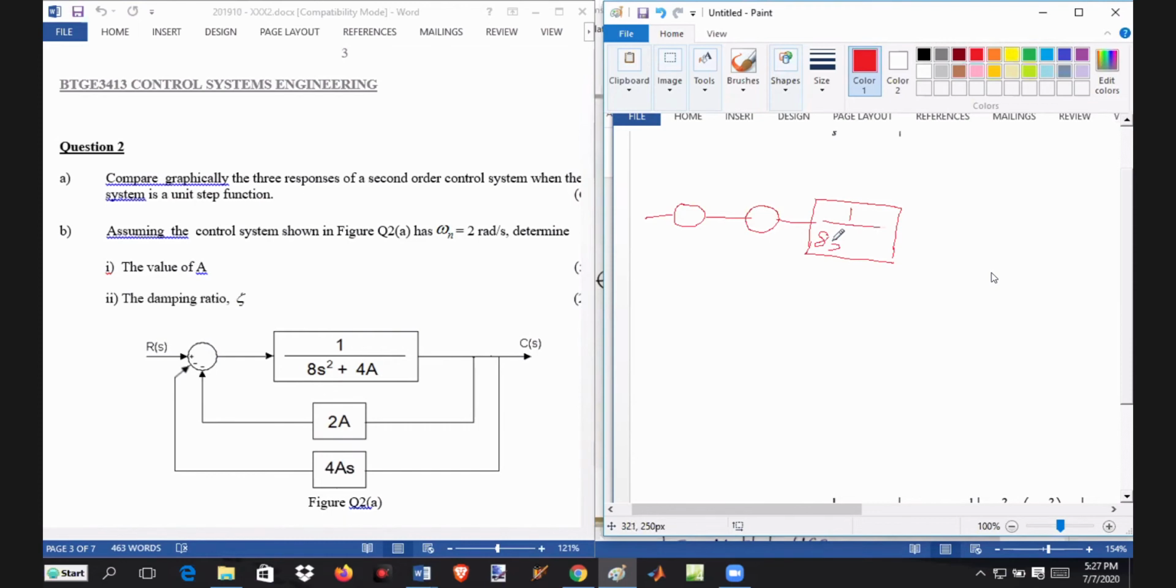8s, 8s squared, plus 4a, like that, isn't it? Then you have the inner one, you do like this. Inner one, you do like that.